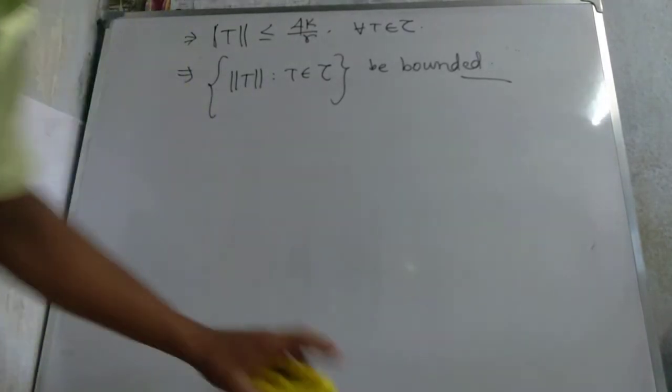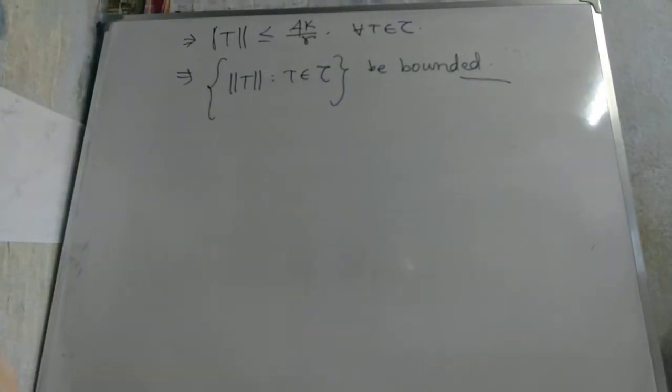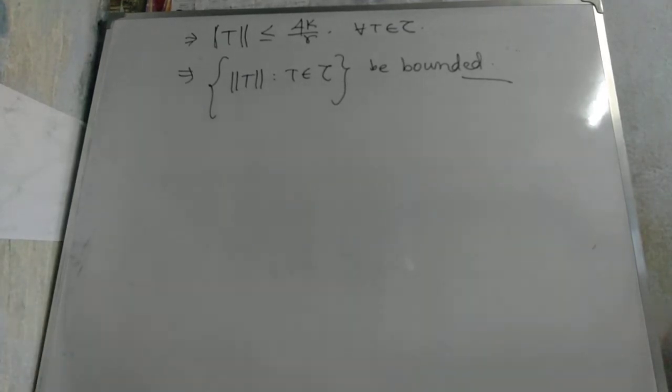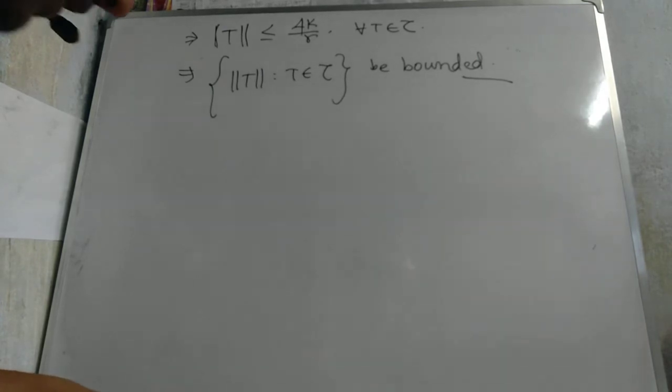So we proved this uniform boundedness principle. What we proved: here X is a Banach space, that is complete, and Y is a normed space, and tau is a subset of B(X,Y), that means bounded operators from X to Y, such that supremum of norm of Tx, T belongs to tau, is less than plus infinity, that means bounded. Then norm of T is bounded. We proved it. So easily we handled this one.